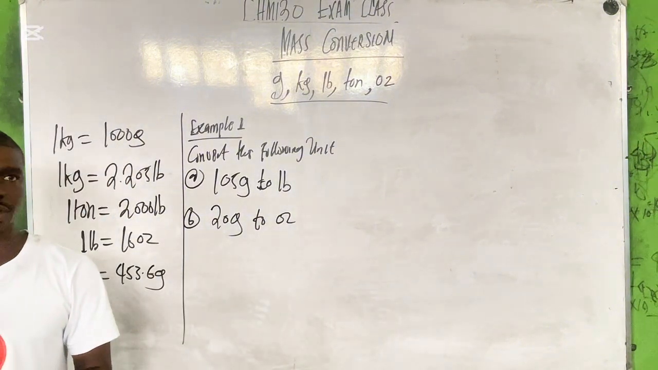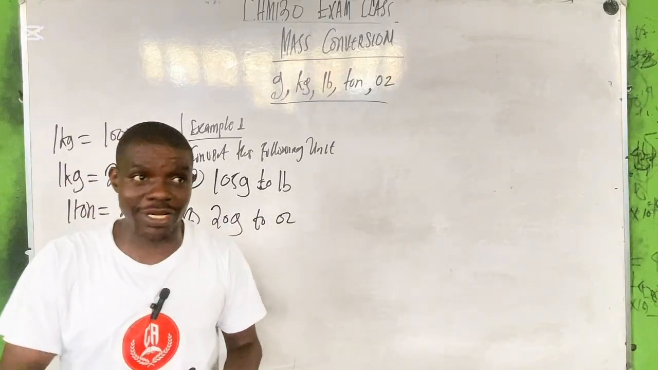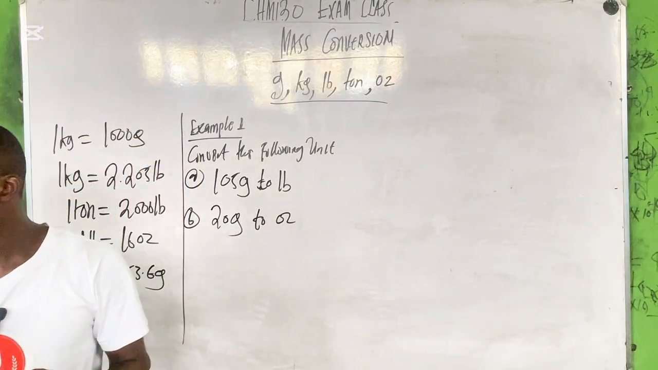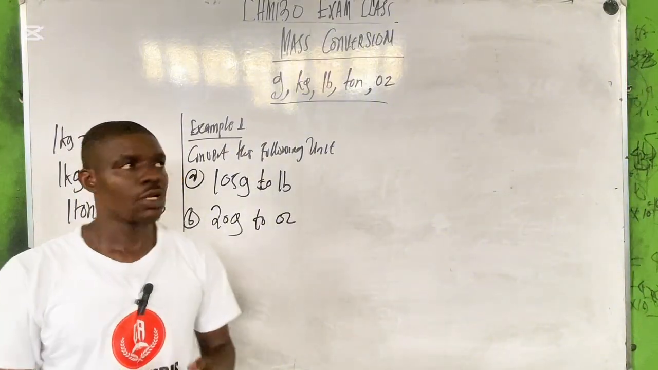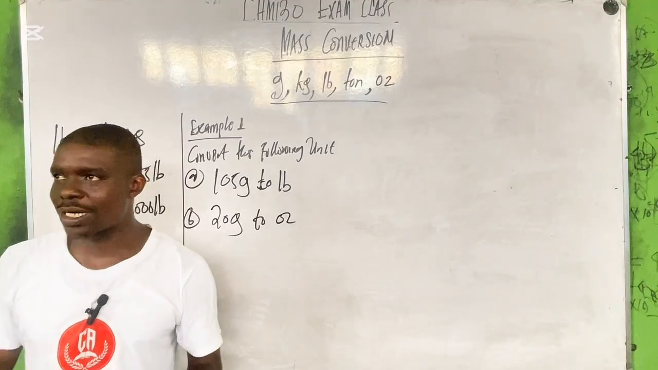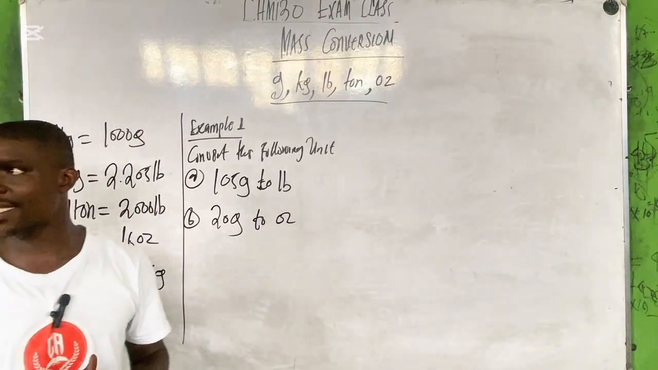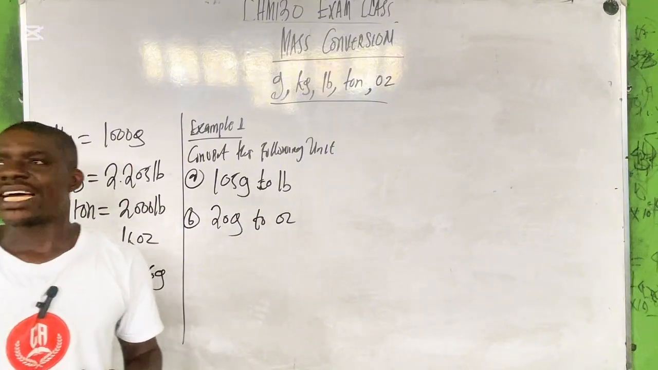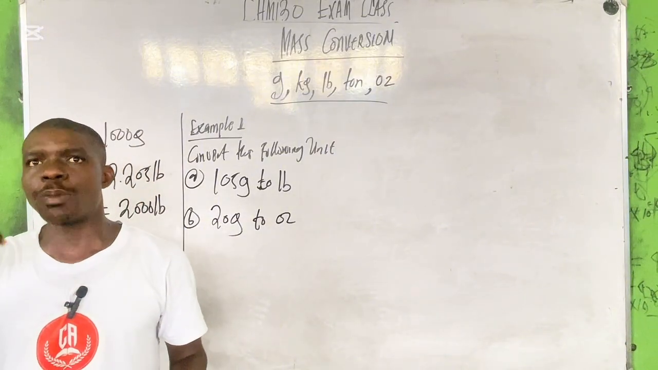What is mass? Mass is the quantity of matter in a body, right? So it can be measured in gram, in kilogram, in tons, in pounds, or in ounce. Now, for you to convert from one to the other, you must know their relationship.